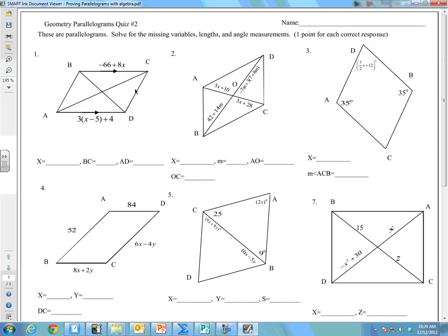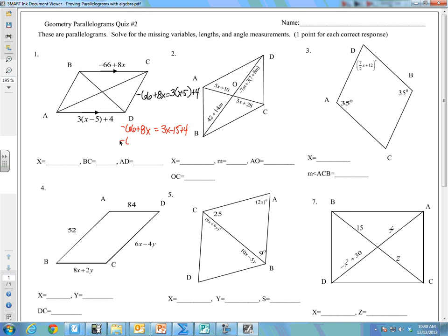Okay, you're going to look at this first parallelogram. We know opposite sides in a parallelogram are congruent, so you should say negative 66 plus 8x equals 3 times the quantity x minus 5 plus 4. What you want to do from there is rewrite my negative 66 plus 8x. From the right-hand side, this becomes 3x minus 15 plus 4.